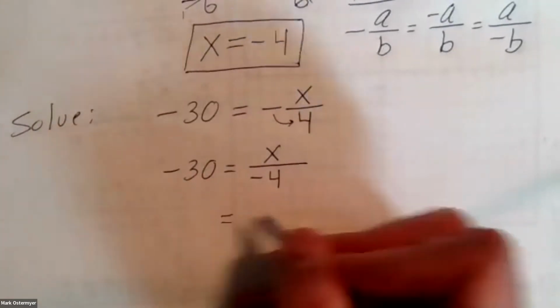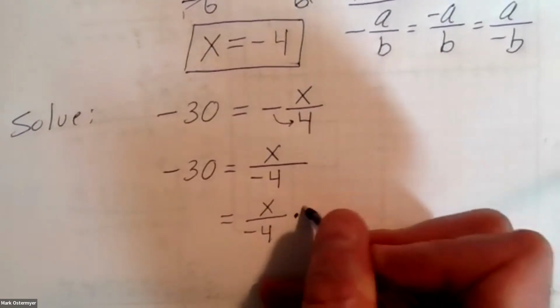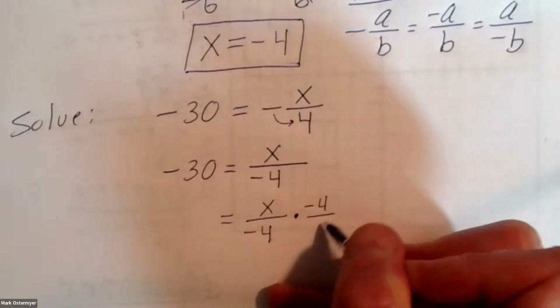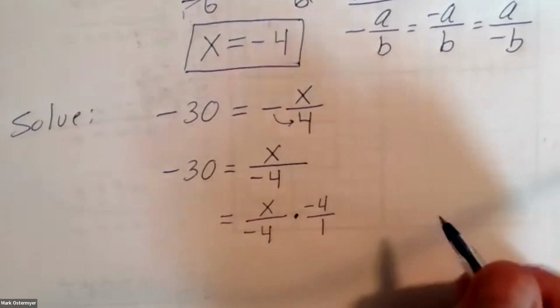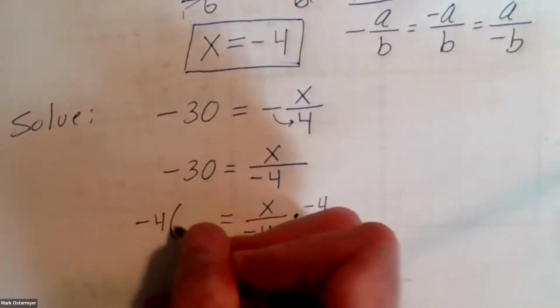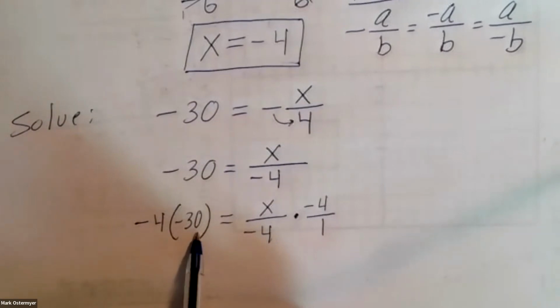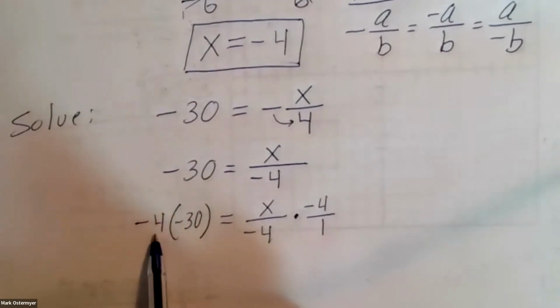So here we go. We're going to multiply the right side of my equation by negative 4, and that's really understood to be negative 4 over 1, by the way. But I must multiply the left side by negative 4 in keeping with the multiplication property of equality. Now, what's negative 4 times negative 30 on the left? Negative times a negative is always a positive. So this will be positive 120.